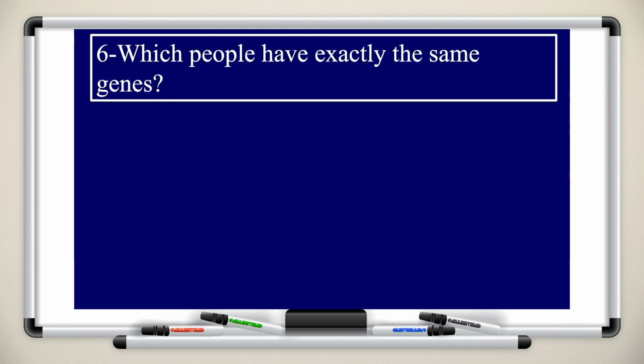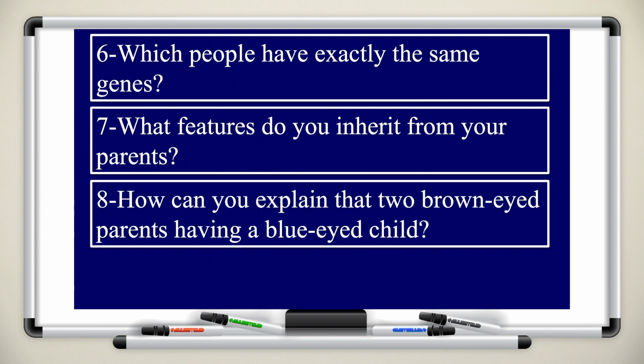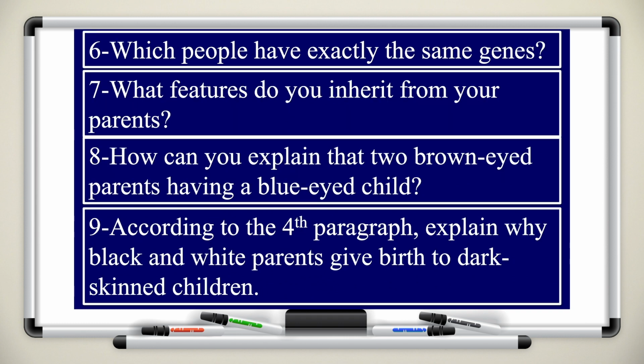Question number 6 wants to know, which people have exactly the same genes? Question number 7, what features do you inherit from your parents? Question 8, how can you explain that two brown-eyed parents having a blue-eyed child? And question 9, according to the fourth paragraph, explain why black and white parents give birth to dark-skinned children. We read the questions. After that, we read the paragraphs given.